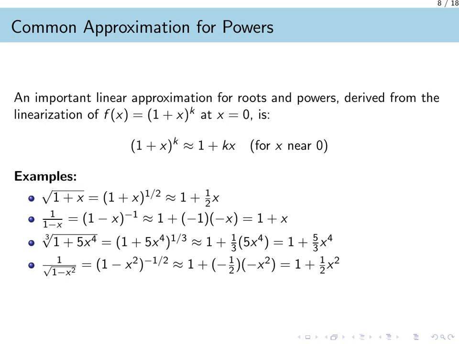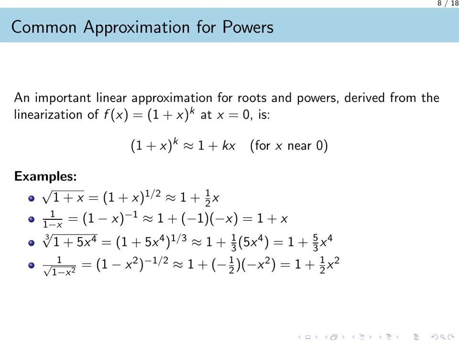Now let us look at a particularly useful linear approximation that simplifies calculations involving powers and roots. This powerful shortcut is the result of applying our linearization formula to the function f of x equals the quantity 1 plus x, all raised to the power of k, specifically at the point where x equals 0. The approximation states that for values of x near 0, the quantity 1 plus x to the power k is approximately equal to 1 plus k times x. This allows us to estimate complex expressions with simple arithmetic.